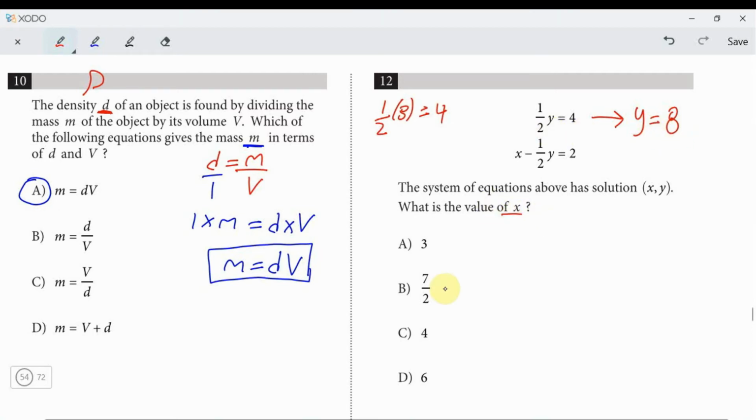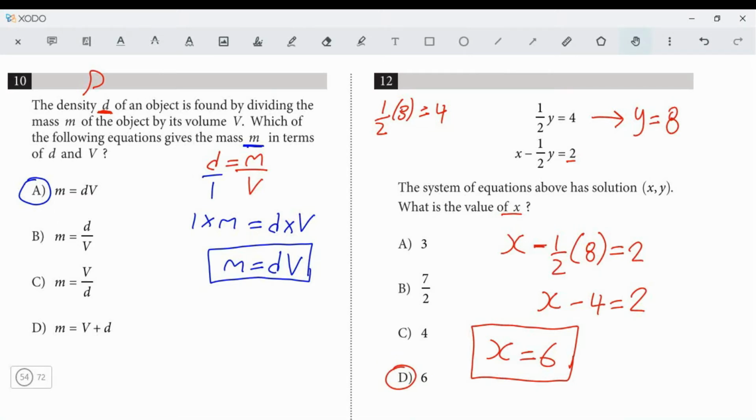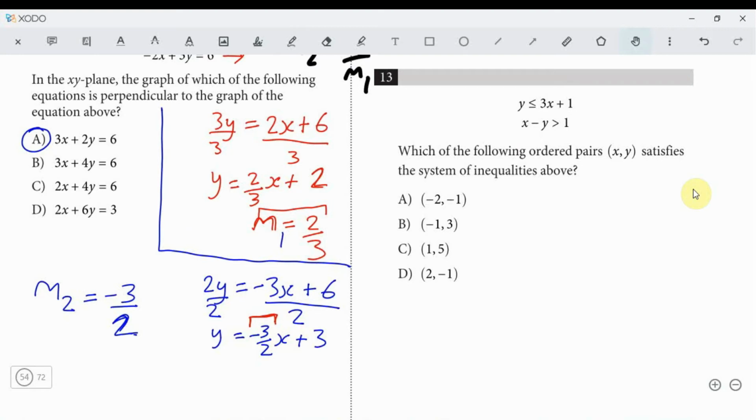So now they want the value of x. So now we can use the second equation and say x minus a half of, we know y is 8, and we know the result they say is 2. A half of 8 is 4. So x minus 4 is 2. So which number do we subtract 4 from to get 2? That must be 6. Because 6 minus 4 will give you 2. So that's option B. Everybody cool with that? Alright, question number 13.